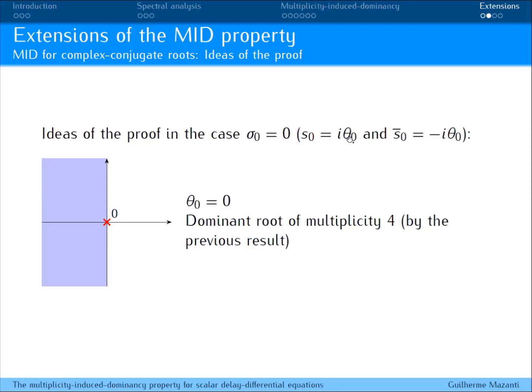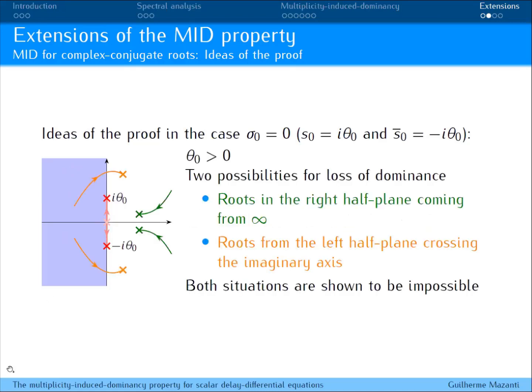well, what I can do is that I first consider the case where theta 0 is equal to 0. I know by the previous result that I can place a root of multiplicity 4 here, which is dominant. That is, all the other roots are here on the right half plane. And so the idea is that I want to take this root of multiplicity 4 and make it split into a pair of complex conjugate roots of multiplicity 2 each. And the question is, do I remain dominant?